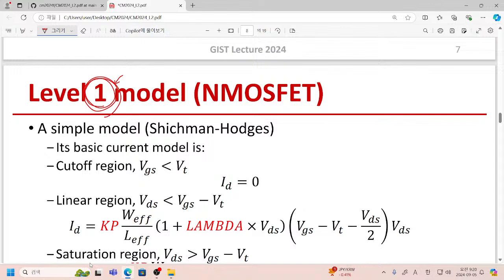And please note that in many cases you can find some expression for N MOSFET, and for P MOSFET that is just understood.